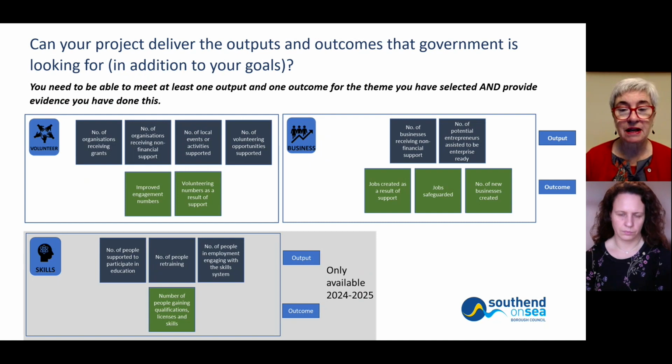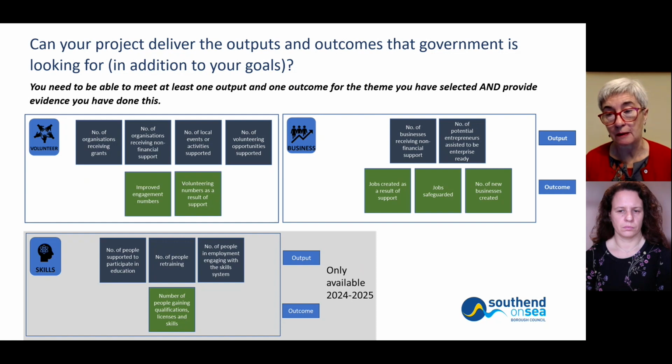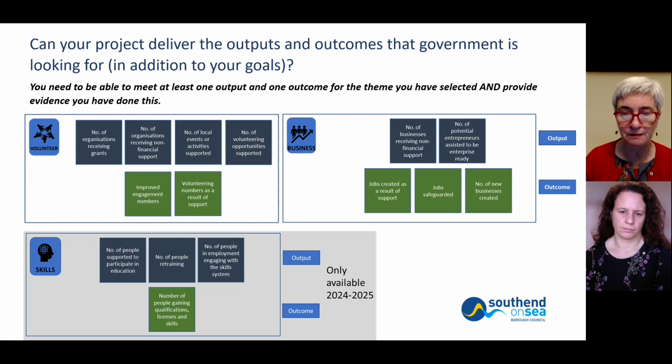In addition to that, each project will have to achieve at least 1 output and 1 outcome for the theme that you've selected. And here we have just highlighted the outputs and outcomes that are available, that have been chosen. And again, we'll go into this in a little bit more detail, and certainly the guidance gives you much more information about what these actually mean, and you do need to check that. It also gives you guidance on how to evidence this as well, because you will have to do that.